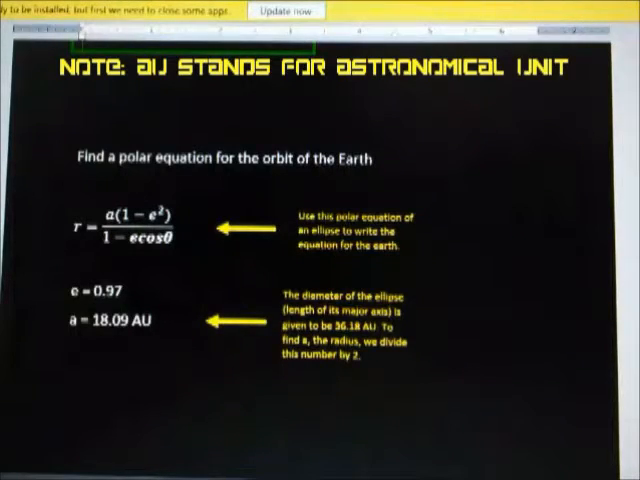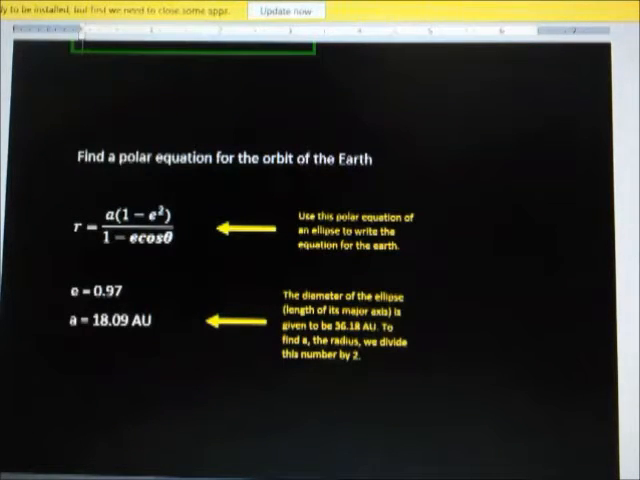To find a polar equation for the orbit of the Earth around the Sun, we use the equation r equals a times (1 minus e squared) over (1 minus e cosine theta). In this equation, e is the eccentricity, which is given to be 0.97, and a is the radius of the ellipse. Now we know that the length of the ellipse's major axis is 36.18 AU, and the length of its major axis is the diameter of the ellipse. So in order to get the radius, we divide this number by 2 to get a equals 18.09 AU.